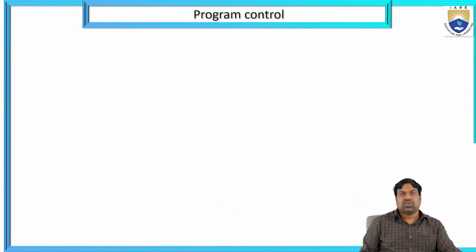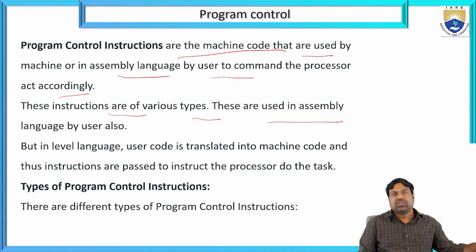So in program control, the machine code is used by the machine, or in assembly language by using the command processor. According to that, there are various types of instructions, and these are also used in assembly language by the user.